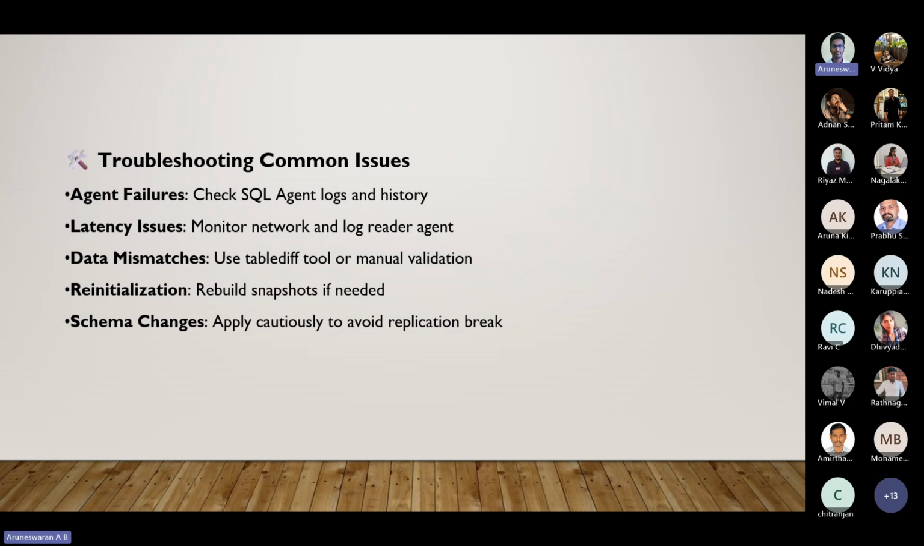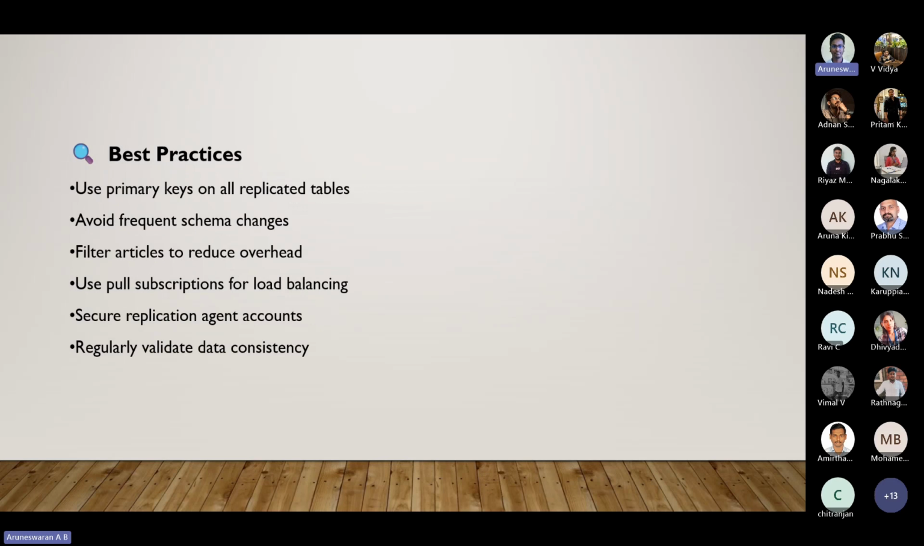Schema changes: from the subscriber end, we can't make any schema changes, even in merge replication. Schema changes are DDL statements like create, alter, drop, and truncate. We can't try those from the subscriber. If you try, it will break the replication, and we need to reinitialize and configure the replication again.